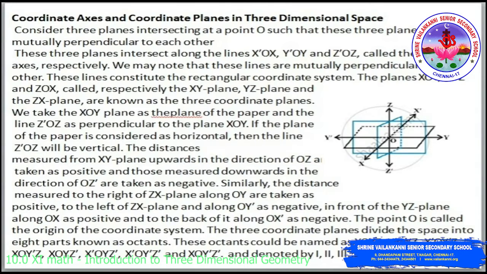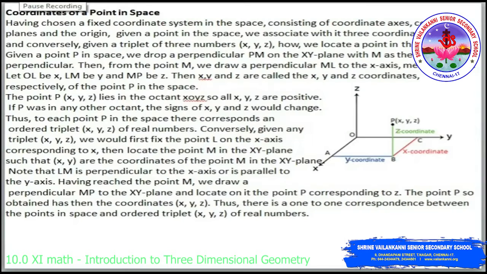We will discuss the sign of the coordinates of a point later. Let's see the coordinates of a point in space. Choosing a fixed coordinate system in space consisting of coordinate axes, coordinate planes and the origin, we associate with a point three coordinates x, y, z, and conversely, given a triplet of three numbers x, y, z, we locate a point in the space.